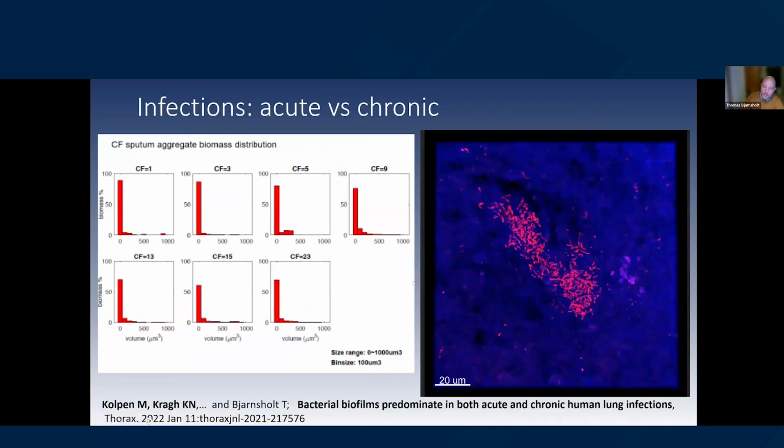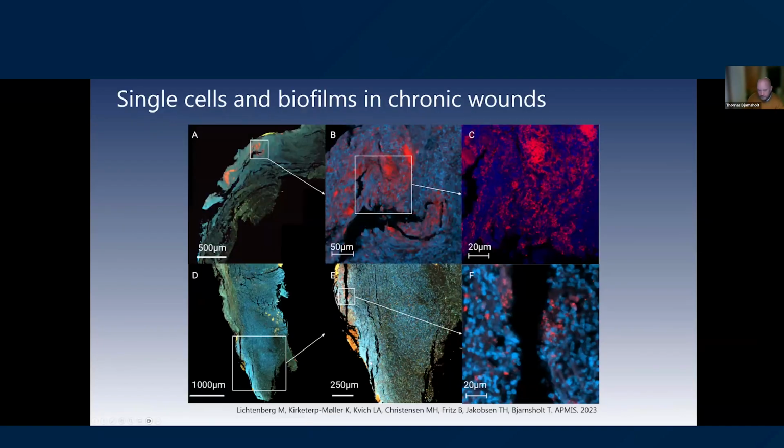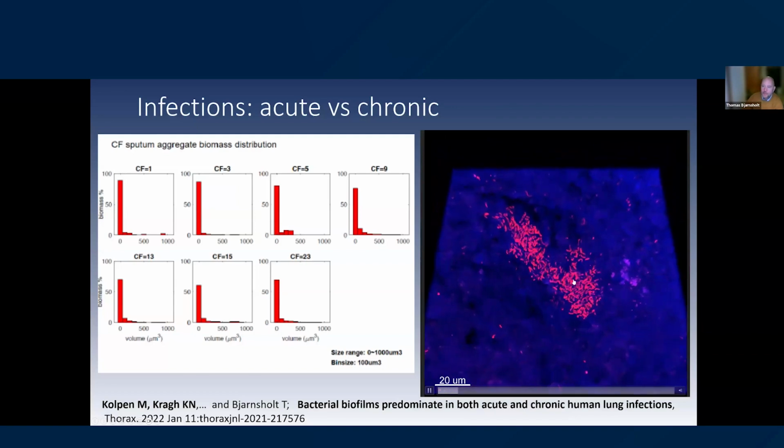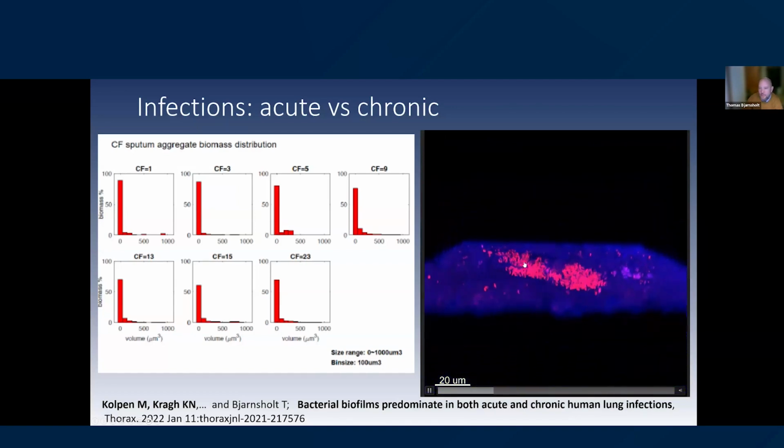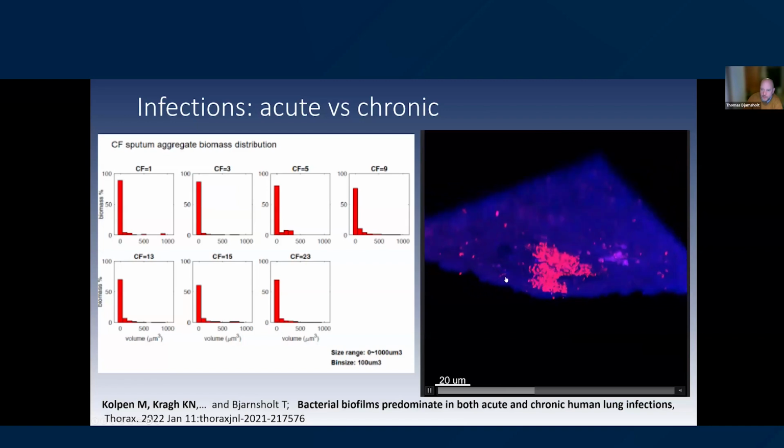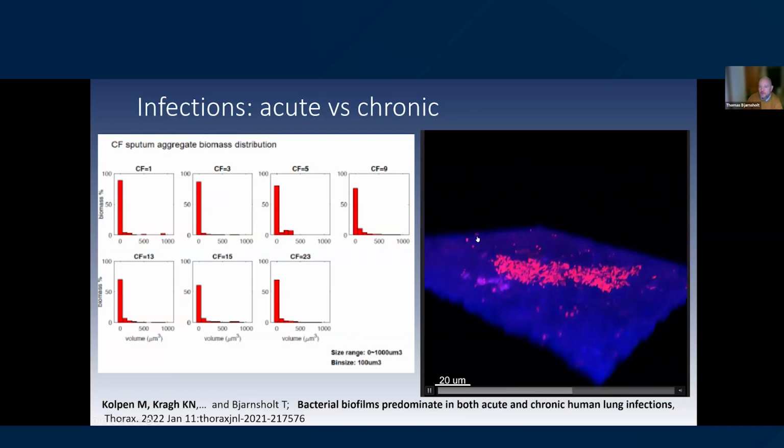But then, together with Marvin Whiteley, whom I'll present next, we started to think about whether this division, with acute infections caused by planktonic bacteria and chronic infections caused by biofilms, is really how we can divide everything. We know from a lot of studies that we can find these aggregates of Pseudomonas aeruginosa and other bacteria in the CF lung, but you can see there's also a lot of single cells.